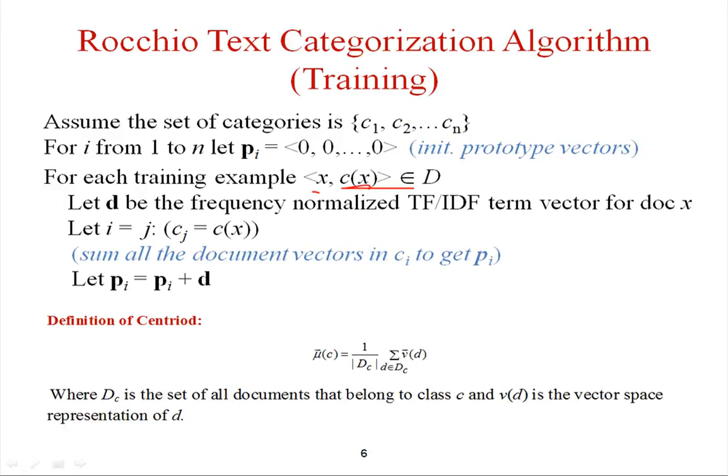let d be the frequency normalized TF-IDF term vector score for document x. Here, frequency normalized TF-IDF score means we normalize the TF-IDF score in each document by dividing the term frequency of every term in the document by the total number of terms in that document, to normalize that data into the form of 0 to 1.